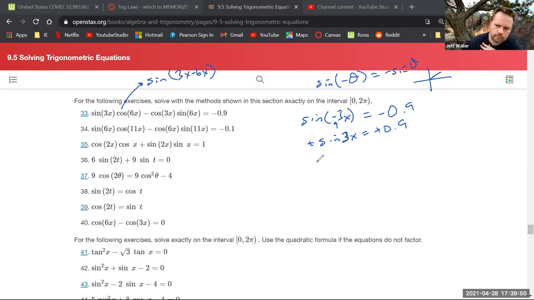But it says an exact value, and it's a decimal. No, solve with the method shown in the section. Oh, okay. All right, so this maybe goes back to what we were talking about. So how do you solve this? Would you take the inverse sine? Yep.